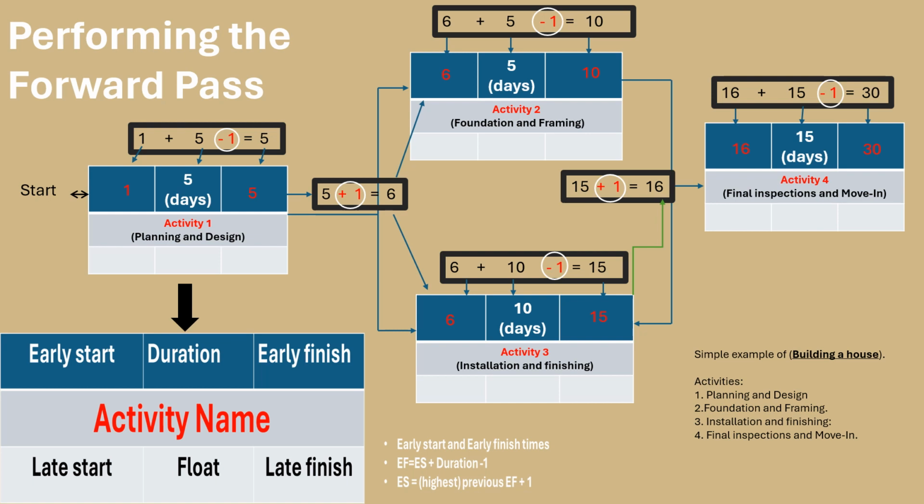To transition to the next activity, add 1 day to the highest early finish day among activities 2 and 3, which is 15 days. The sum, 15 plus 1, gives you 16 days. In activity 4, set the early start to 16 days and calculate the early finish by adding 15 days and subtracting 1 day, resulting in a total duration of 30 days. These steps will help you systematically create a network diagram for your project.